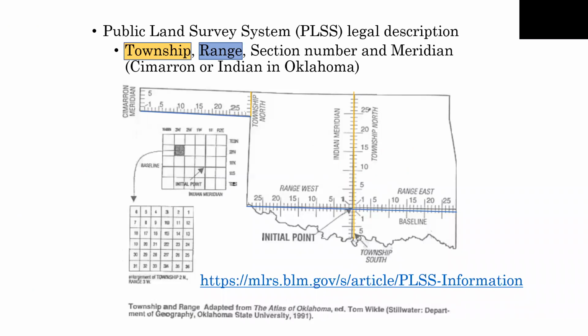The Public Land Survey System is an imaginary grid used to subdivide and describe land, primarily in the western United States. In this system, the state of Oklahoma is divided into two meridians, the Cimarron Meridian in the Panhandle and the Indian Meridian across the rest of the state. Township numbers indicate the location north or south of each meridian's initial point, and range numbers indicate the location east or west. Each township and range is divided into 1 mile square sections. You can learn more about the Public Land Survey System at the address shown on this slide.